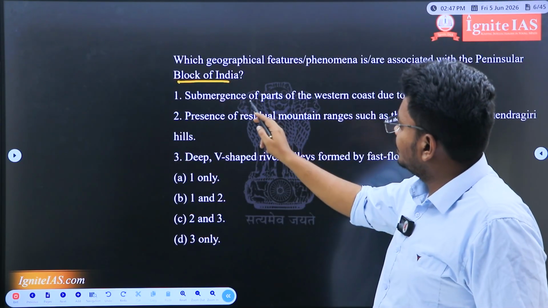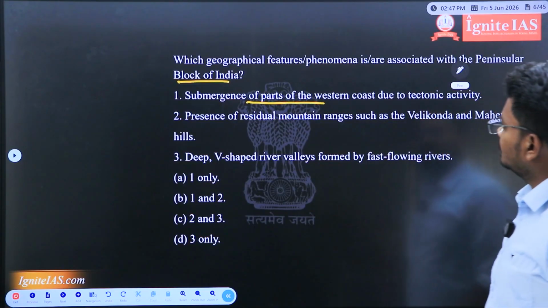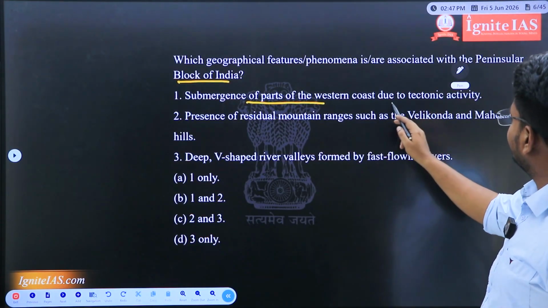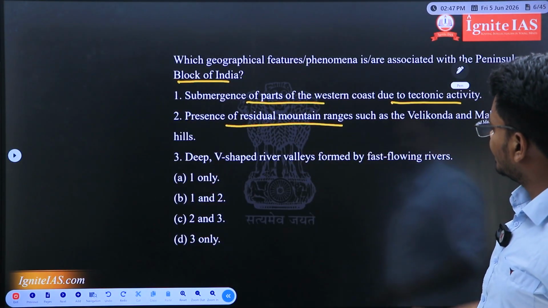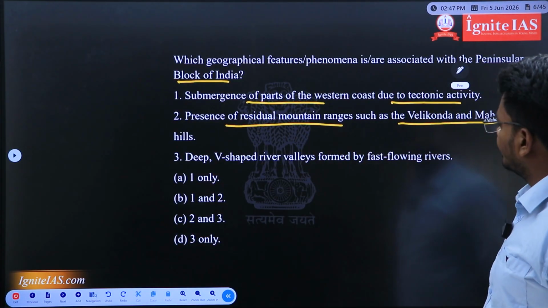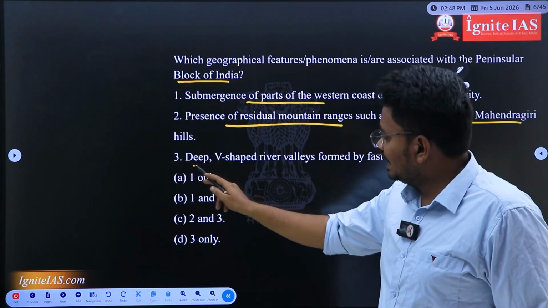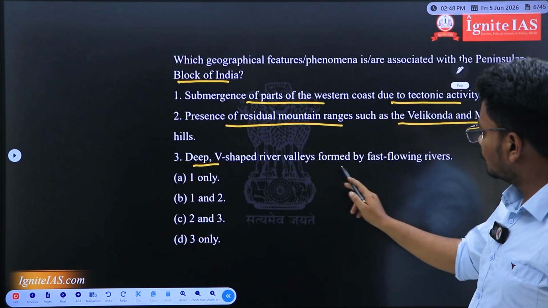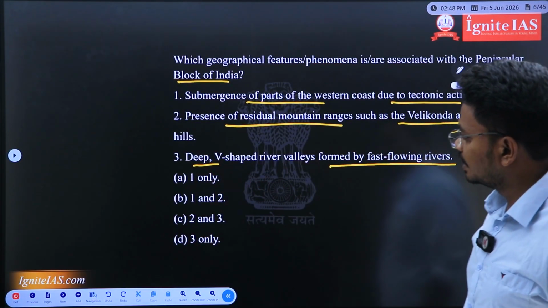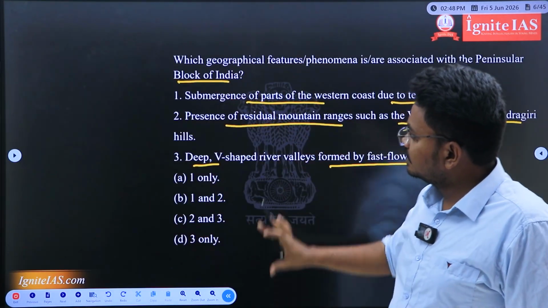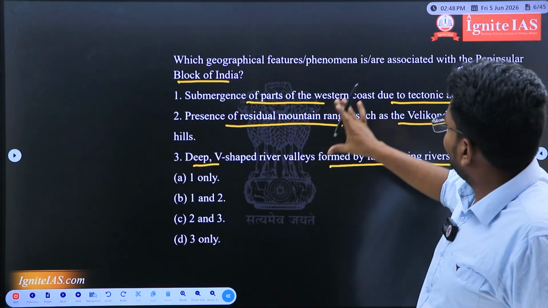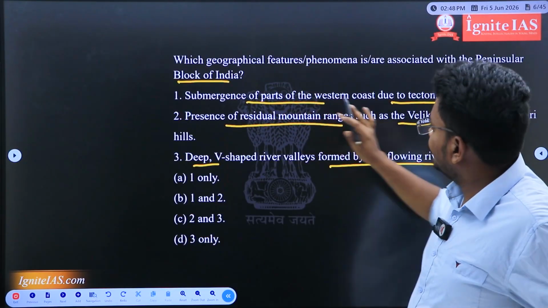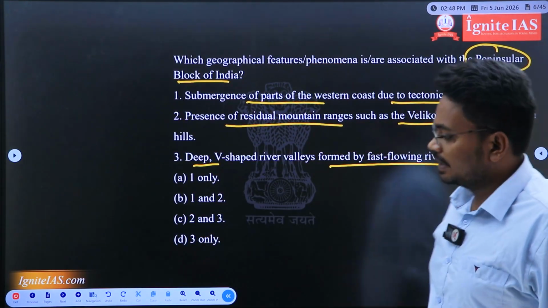Statement number 1, submergence of parts of western coast due to the tectonic activity. Second, the presence of residual mountain ranges such as Velikonda and Mahendragiri hills. Third, deep V-shaped river valleys formed by the fast flowing rivers. So these are the three statements. We need to find out, out of these three statements, which statement is associated with the peninsular block of India.